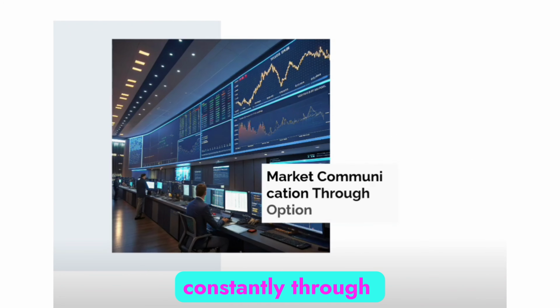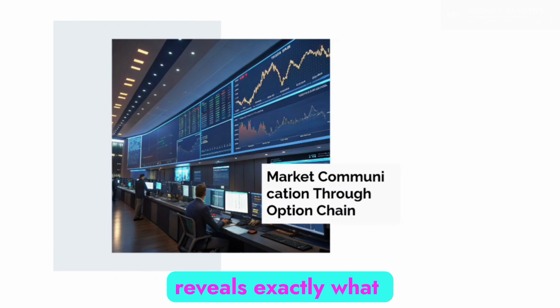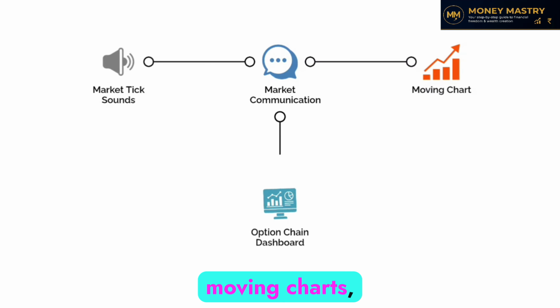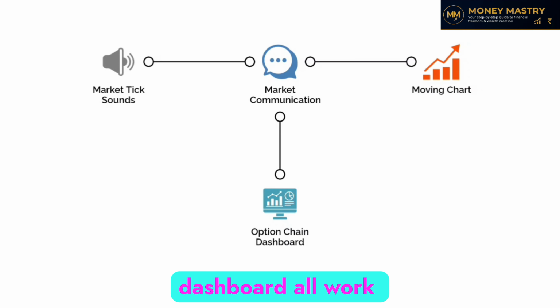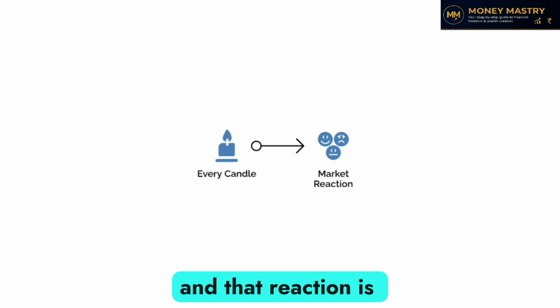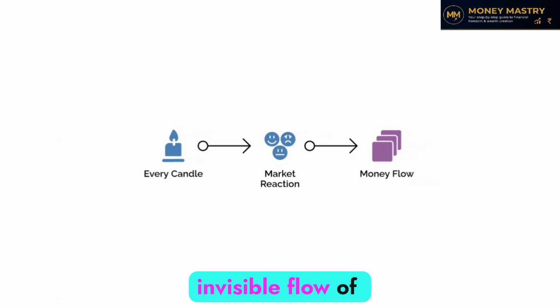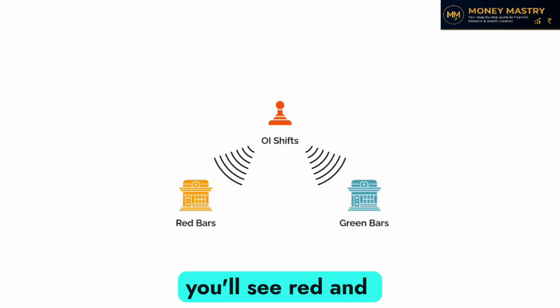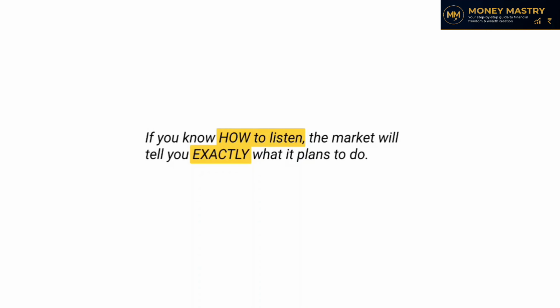The market speaks constantly through patterns, and the option chain reveals exactly what it's planning to do next. Market tick sounds, moving charts, and the option chain dashboard all work together to communicate what's really happening beneath the surface. Every candle triggers a market reaction, and that reaction is shaped by the invisible flow of money moving through the system. When open interest shifts, you'll see red and green bars flicker across the screen, showing real-time changes in market sentiment. If you know how to listen, the market will tell you exactly what it plans to do.